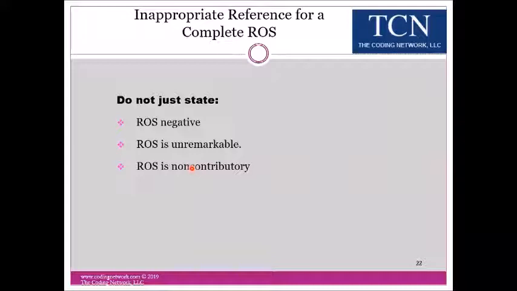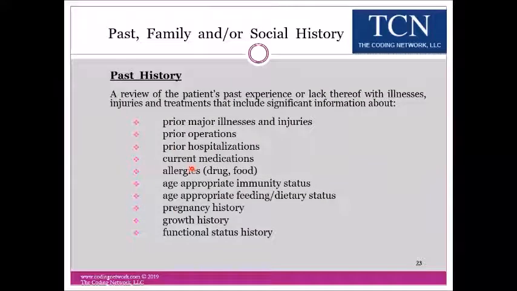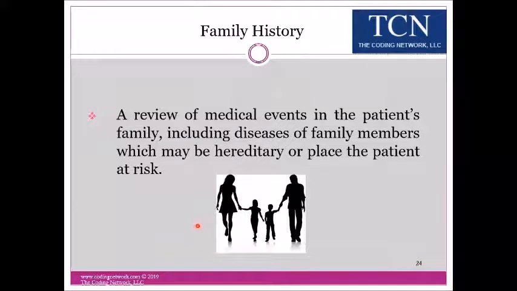What you don't want to do with the review of systems is just make a blanket statement that they're all negative or they're all unremarkable or they're non-contributory, and you haven't really documented any pertinent positives or negatives at all. And then the past history is pretty self-explanatory. These are just examples of past history that you could document. Typically for your follow-up visits, you don't need more than one past history item. The same thing with family history.